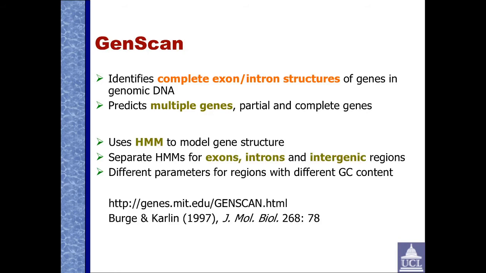It uses a hidden Markov model to model the gene structure and actually has separate HMMs for the exons, the introns, and the intergenic regions. It also has different parameters to cope with regions having different GC content.